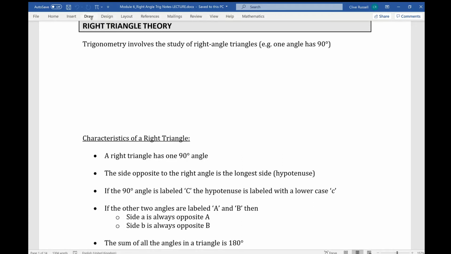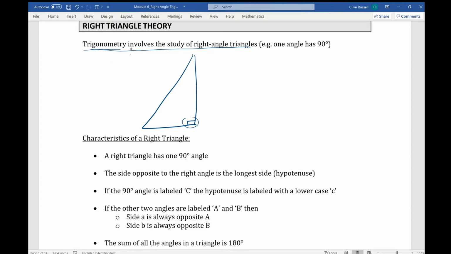So what this says here is your right angle triangle theory. So trigonometry, you've seen that term before. Trigonometry involves the study of right triangles. Now, what is a right triangle? A triangle that has one of the angles being 90 degrees. So something looking like that. But you normally represent the right angle with a box. So if you have a right angle, this is 90 degrees.